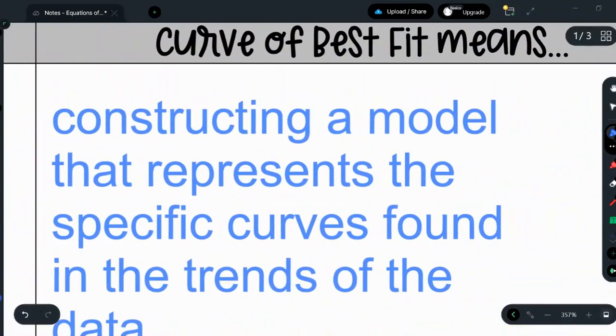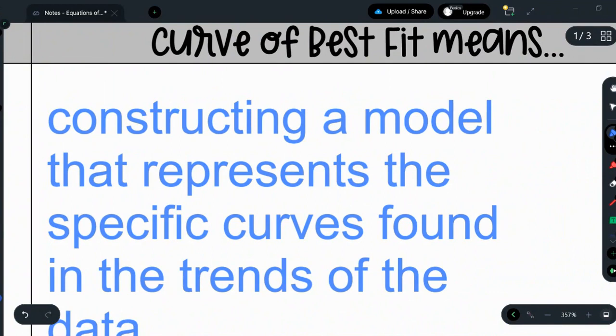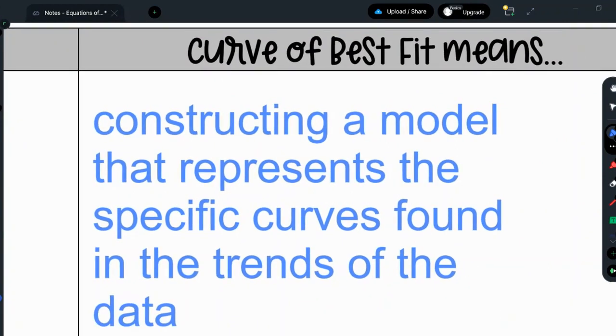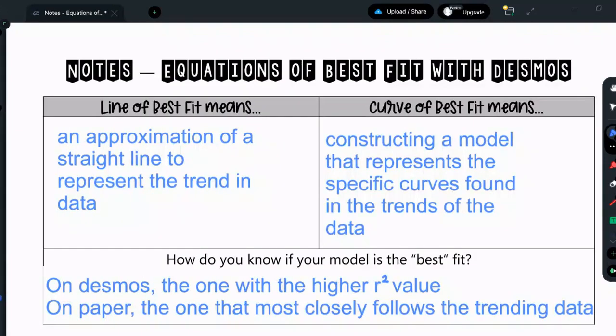The curve of best fit means constructing a model that represents the specific curves found in the trends of the data. The biggest difference is it's going to show a curve for this data trend, and for the line of best fit, it will show a linear line trend. How do you know how to pick between these two? Well, on Desmos, you'll know by the one with the higher R squared value they give you in your list of settings. And then on paper, it will be the one that most closely follows the trending data.